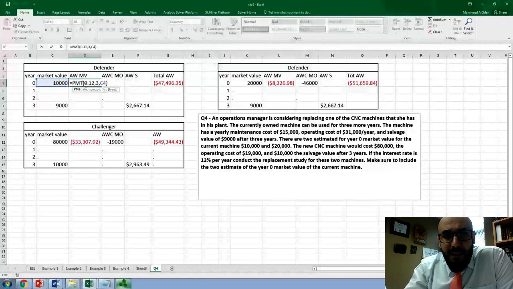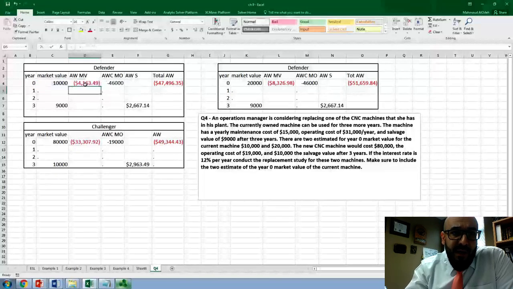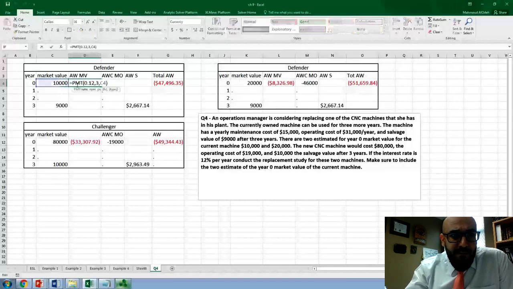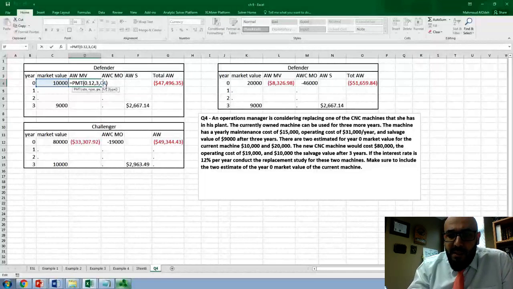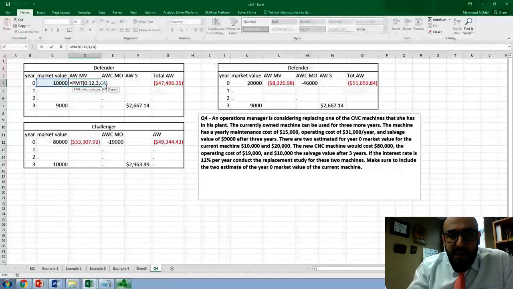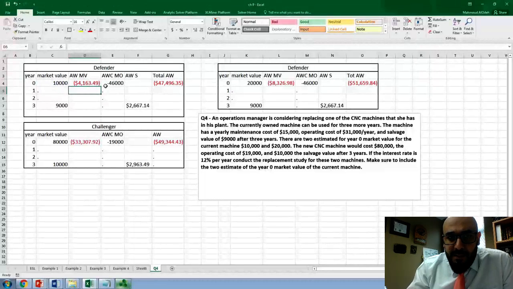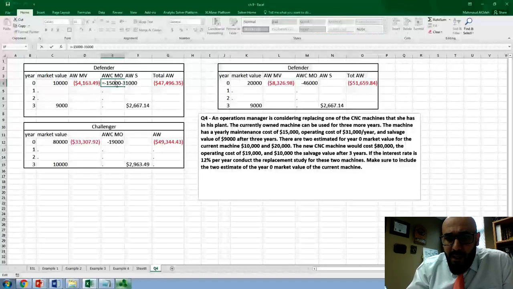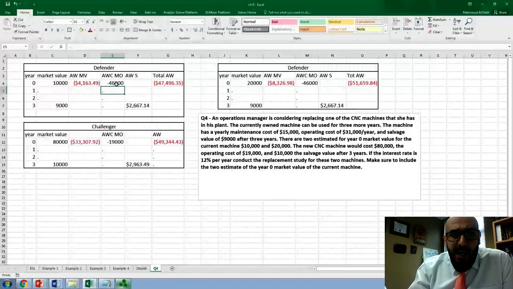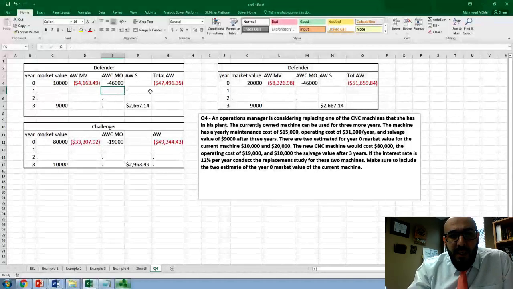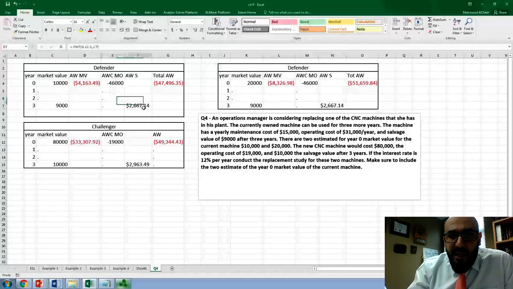We use the PMT function to find the annual worth of the initial cost, or the market value. That would give us 4,163. One more time, PMT, 12%, 3 years. The PV would be the $10,000, and that would give us the annual worth for the market value over the 3 years, $4,163. Maintenance cost is listed as $15,000, and also operating cost $31,000. You add these together, and you get $46,000. And now for the salvage value, the $9,000.